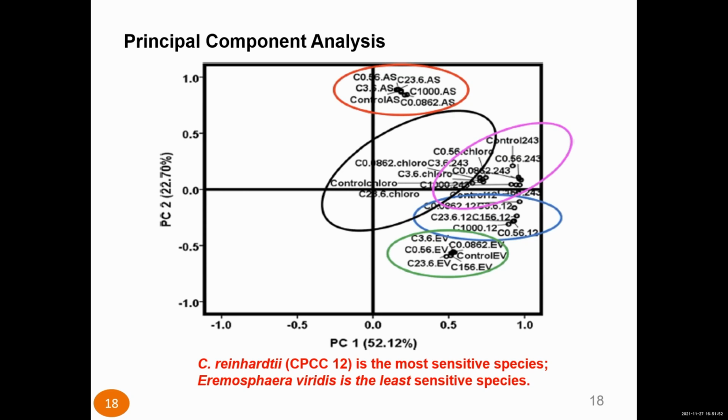And also Chlorococcum is the less sensitive one, but A. superbus and E. viridis are the least sensitive species. But according to the previous results, we can conclude that E. viridis is the least sensitive one.